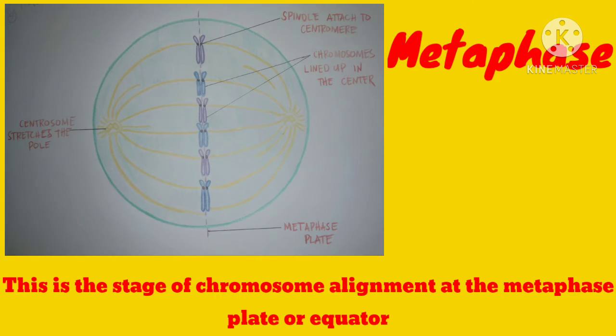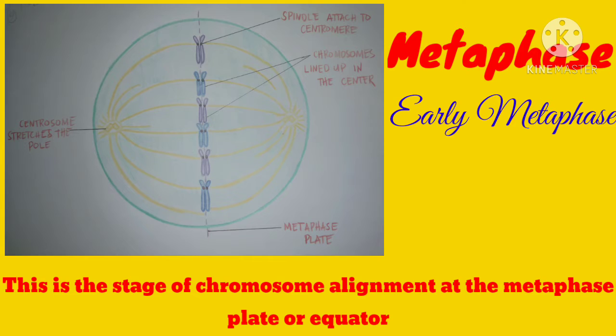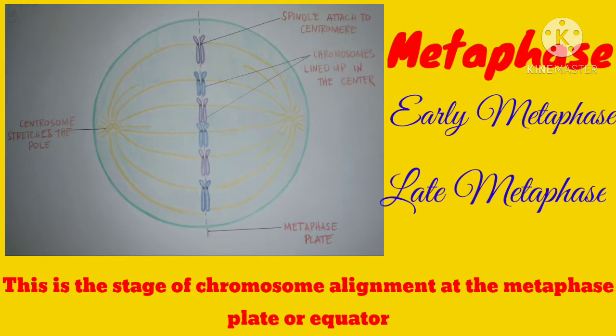Metaphase. This is the stage of chromosome alignment at the metaphase plate or equator. Early metaphase. At this stage, the chromosomes orient themselves along the metaphase plate. The centrioles have reached the opposite end of the cell. Late metaphase. The chromosomes arrange themselves along the metaphase plate with the centromeres occupying a central portion in the equatorial plate and attached to the spindle fibers.